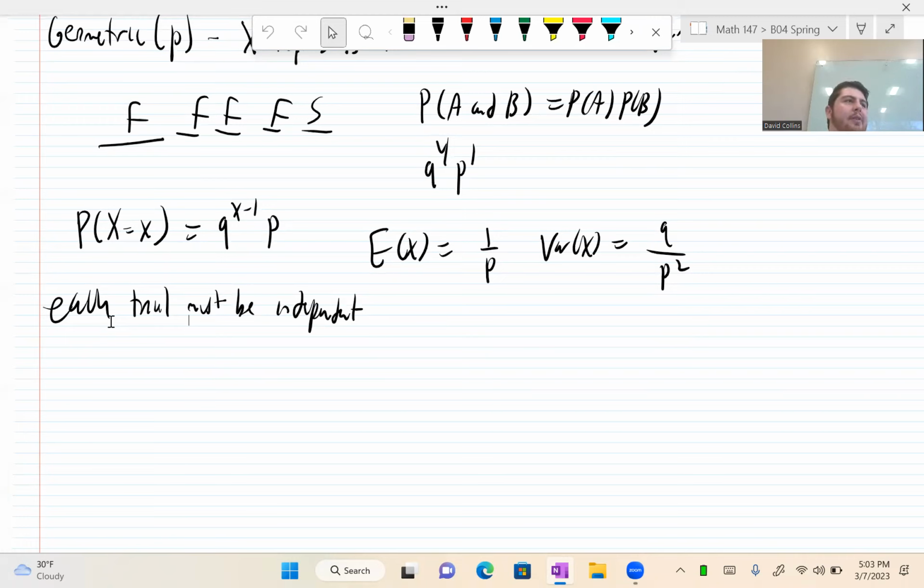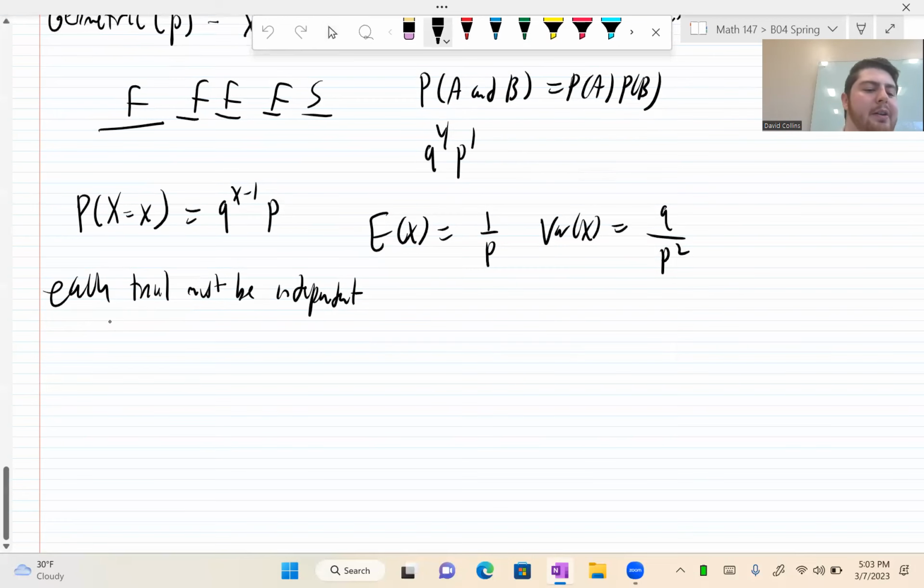Everyone good with these definitions? We'll try to do some examples at the end, but I just want to make sure you at least get the information. Next, we have binomial.